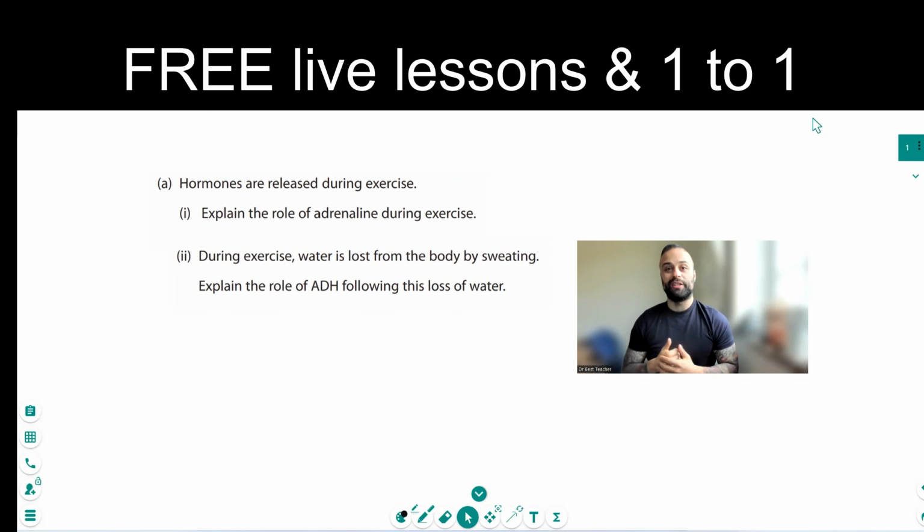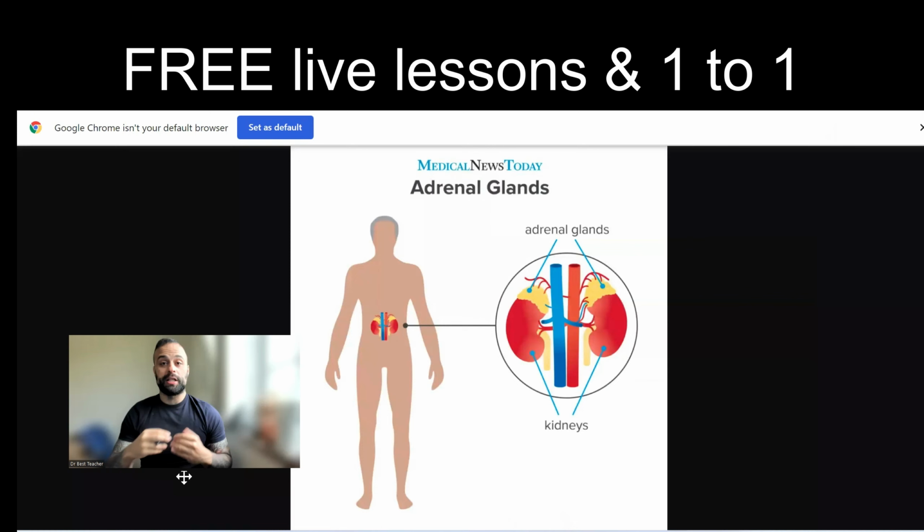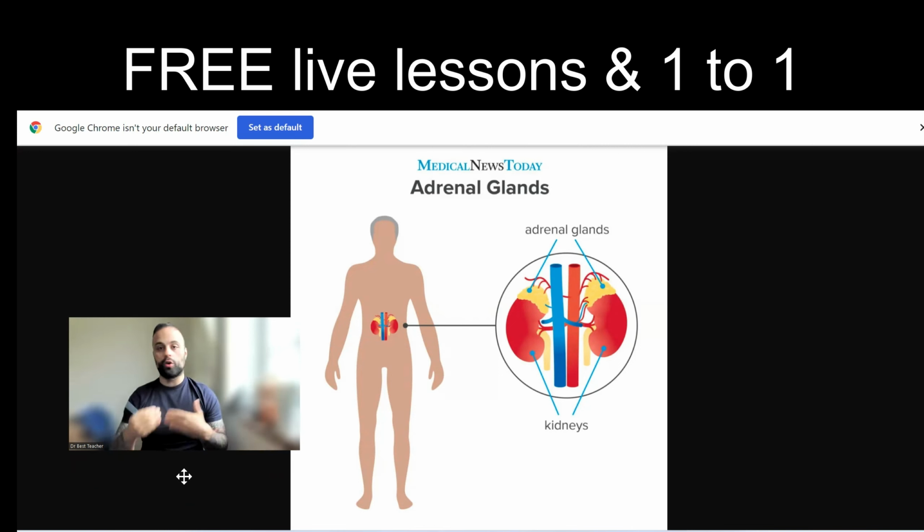Explain the role of adrenaline during exercise. So firstly, adrenaline is created in the adrenal glands, which are found just above the kidneys, and it's released by them. What adrenaline is doing is trying to prepare you for fight or flight, we say. So either you're going to fight or you're going to run away.